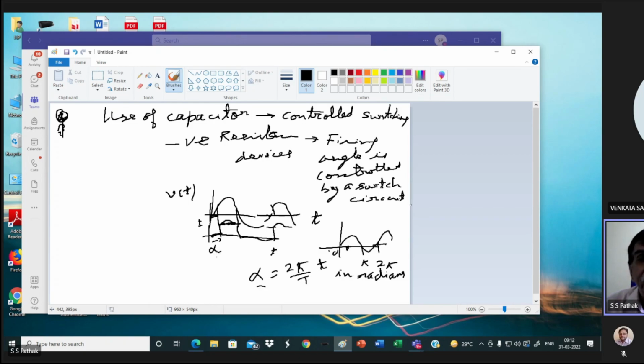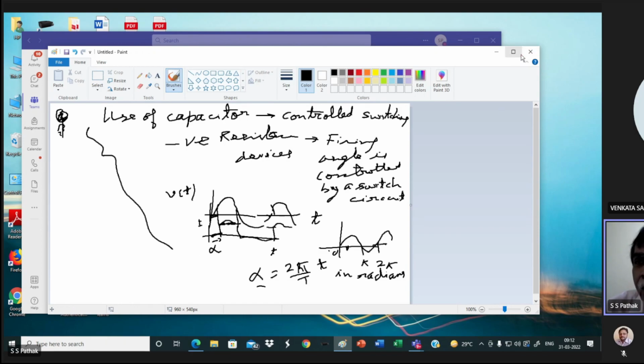So your firing angle is your alpha, which can be controlled by some circuit to serve the VI characteristic, the voltage and current characteristics of the negative resistance devices. So that way this firing angle is controlled. This you have, I think, seen in the coverage of module number 3, not 4. In 3 we have done that. No, in module 4 itself we have done that. Okay, so that is the one.